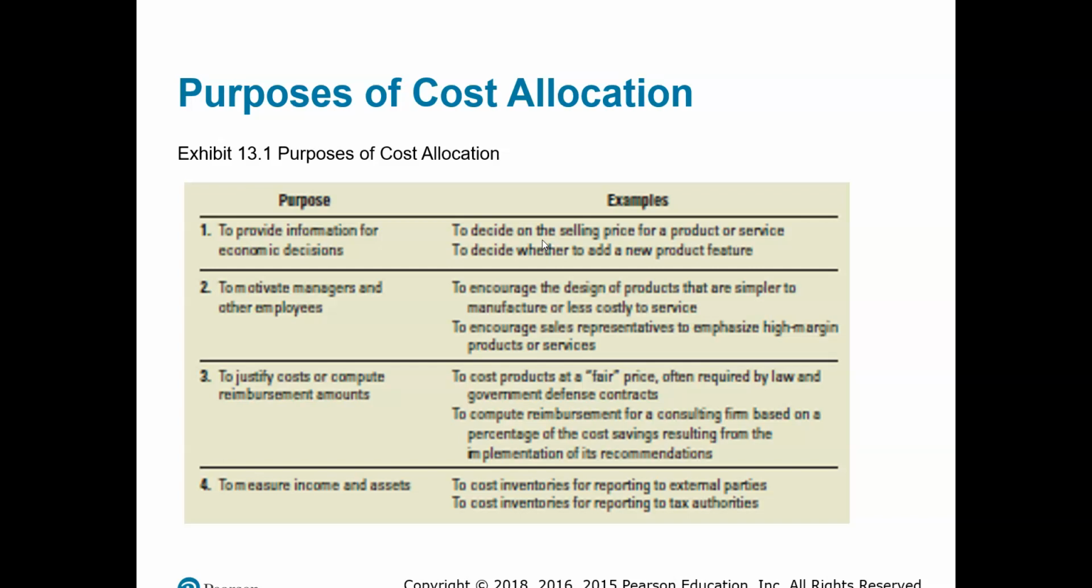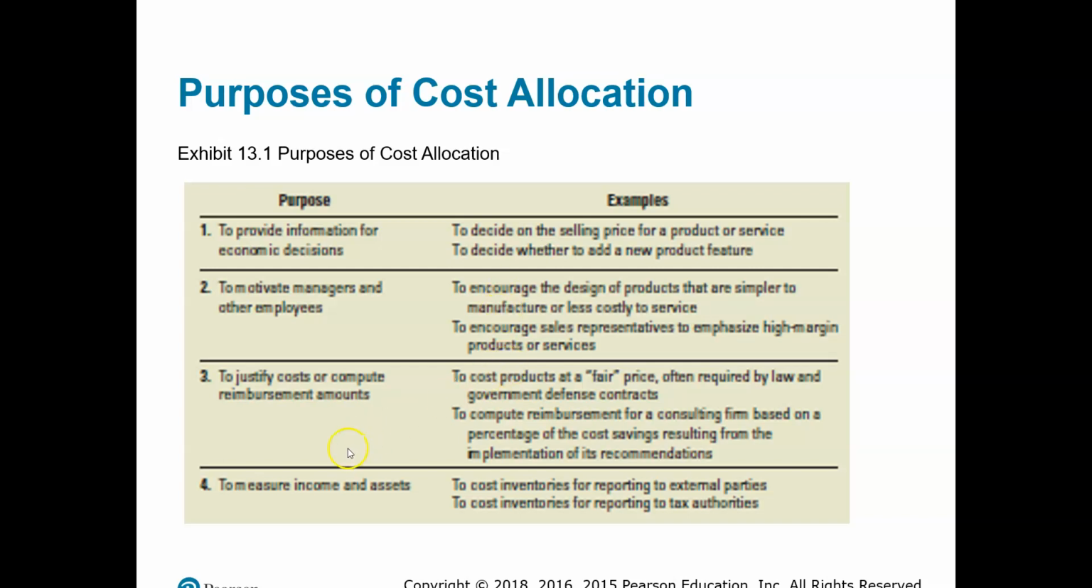Then we want to use the cost allocation to justify costs or compute reimbursement amounts. Now remember, from before, certain government defense contracts, certain government contracts in general, will allow for certain types of costs, such as product costs, design costs, and maybe on occasion research and development costs. But we want to use cost allocation. Why? So we can get a better sense of what a fair price is, so that not only can we know what we can charge someone, but we can also compute reimbursement.